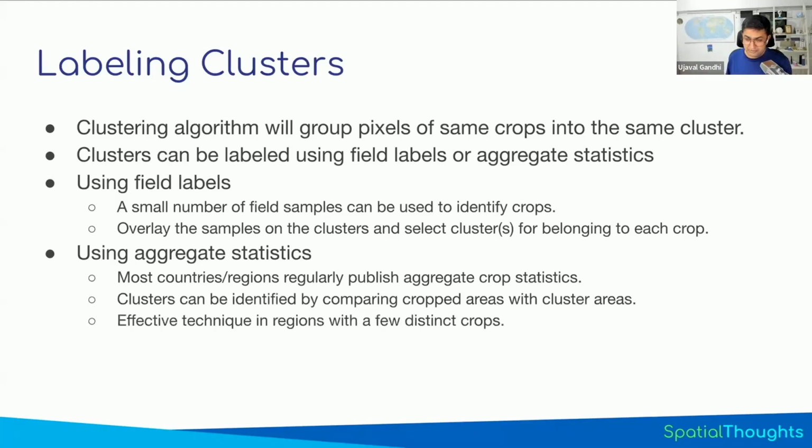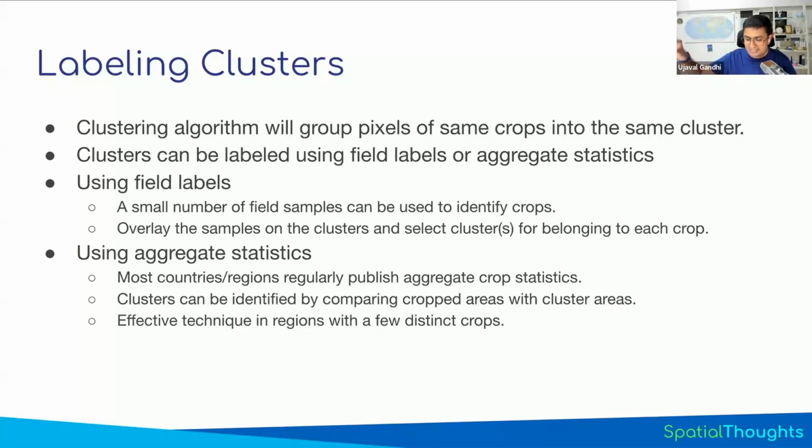Now we go and compute the area of different clusters. So we say cluster A, what is the area? Cluster B, what is the area? Cluster C, what is the area? And then we just sort them by area and match the areas. So the highest cropped cluster will be the highest crop statistics.